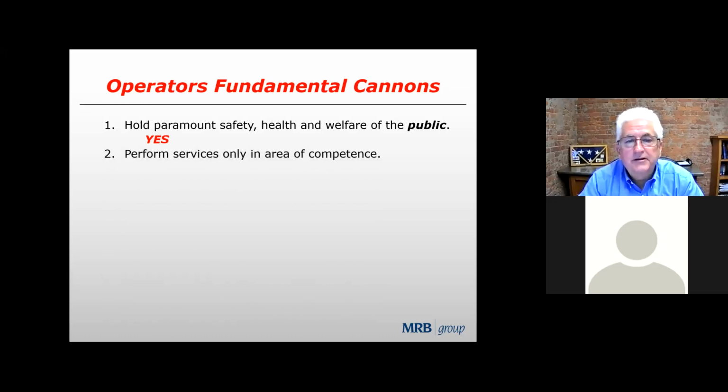Perform services only in your area of competence. As an operator of a water plant, you're qualified as long as you're licensed, you have the certification, and you have the experience and the ability to operate that facility. Then you operate that facility under that strict code and requirements relating to that water plant. On the other hand, if you don't have experience in a wastewater plant, of course, you're not going to operate the wastewater plant, or vice versa.